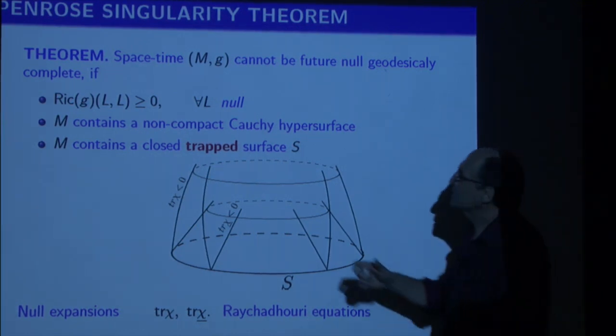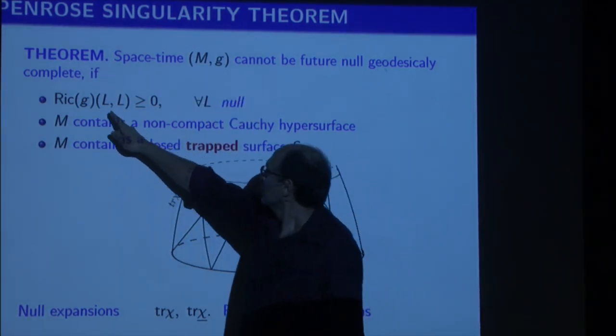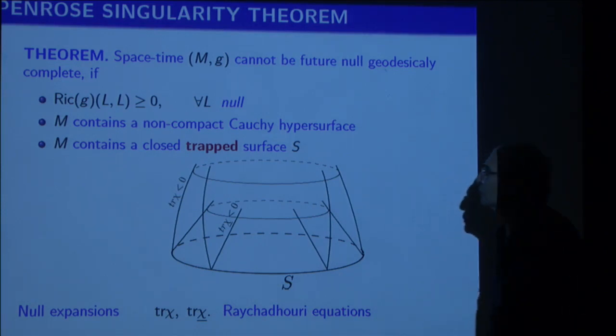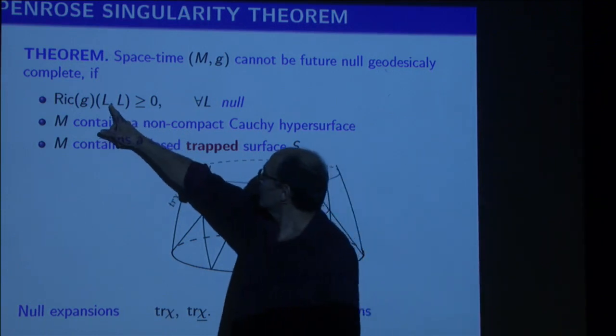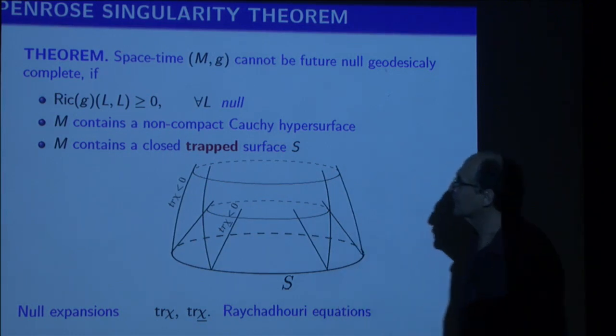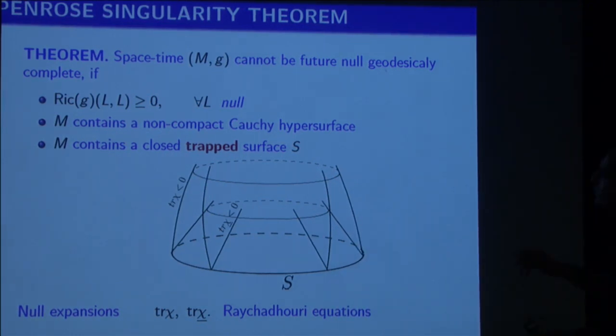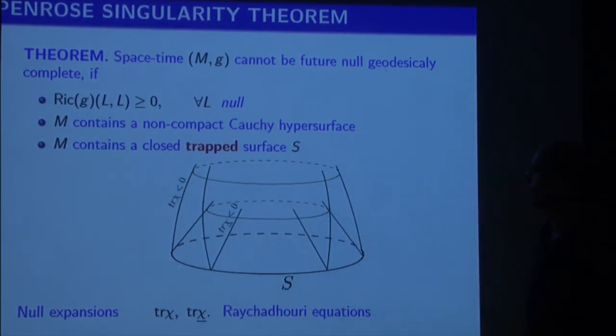It's an incompleteness result based on certain assumptions. The first is that the Ricci curvature of the metric g in any null direction L has to be greater than or equal to zero. In our case, where Ricci is equal to zero, this is automatically satisfied. M contains a non-compact Cauchy hypersurface, which is something very natural in the context of asymptotic flatness. And the most important assumption is that M contains a closed trapped surface.